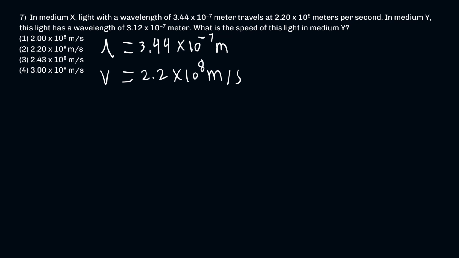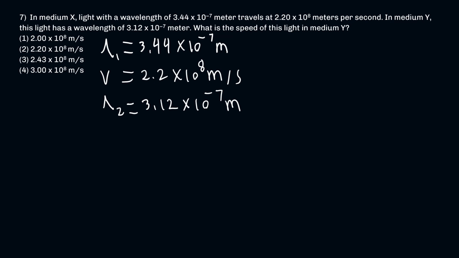Then we have in medium y, it has a wavelength of 3.12 times 10 to the negative 7th meter. So that gives us a second wavelength. So I'm going to make this wavelength up here, wavelength 1. This will be wavelength 2. And again, if you forget what wavelength looks like on the reference table, it is lambda. So wavelength 2 is 3.12 times 10 to the negative 7th meter.